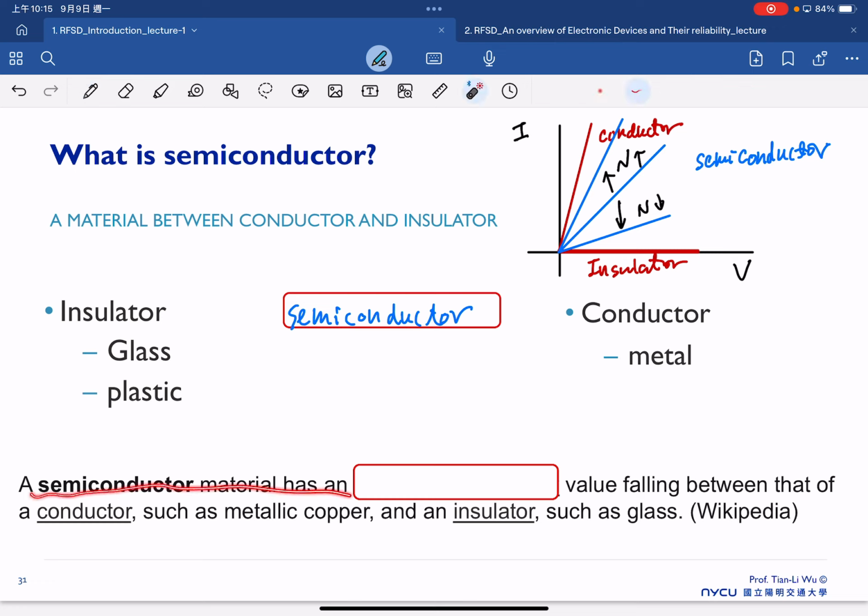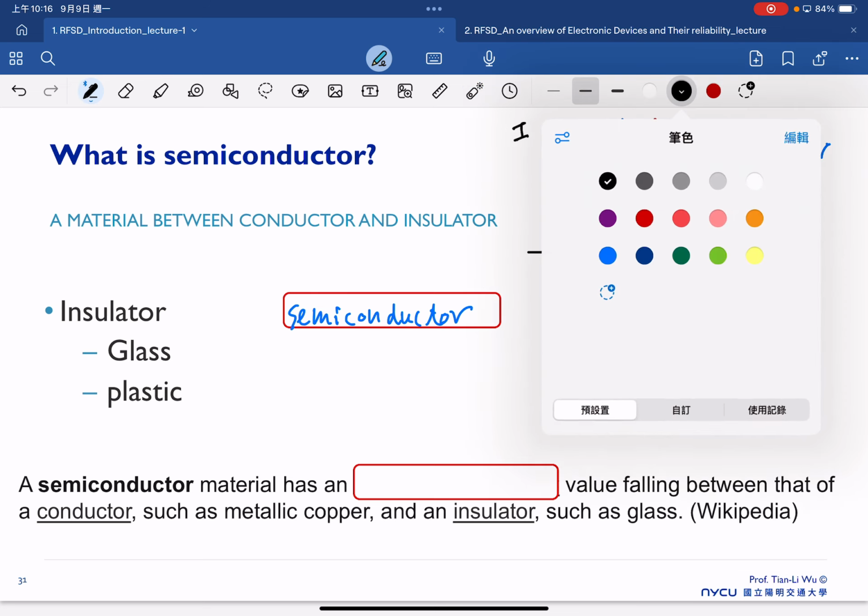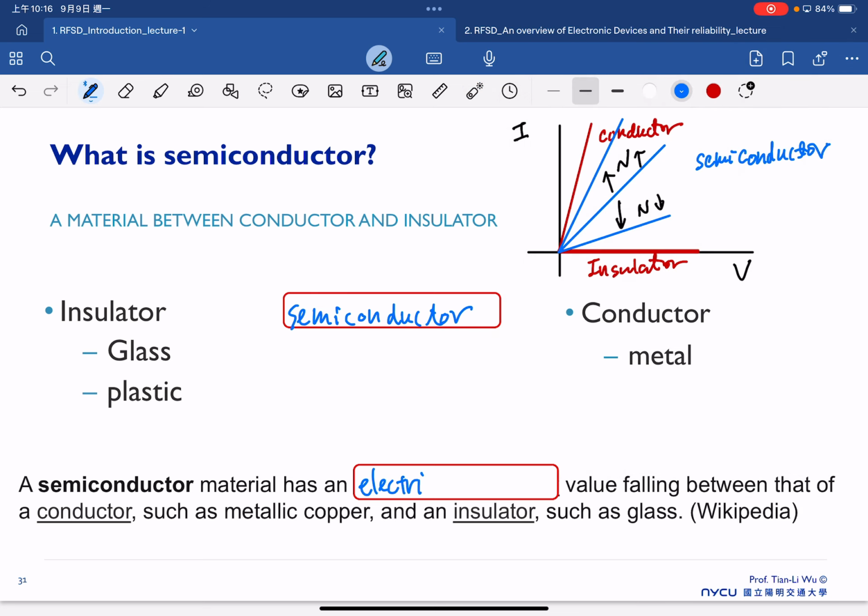So a semiconductor material has an electrical conducting value falling between the conductor and the insulator. That's a pretty basic definition. Of course, this definition usually doesn't give us a lot of sense. Another very important property of the semiconductor, as I already mentioned, is that we are able to adjust the conductivity by tuning the doping concentration. That's why semiconductor materials are very powerful for us.